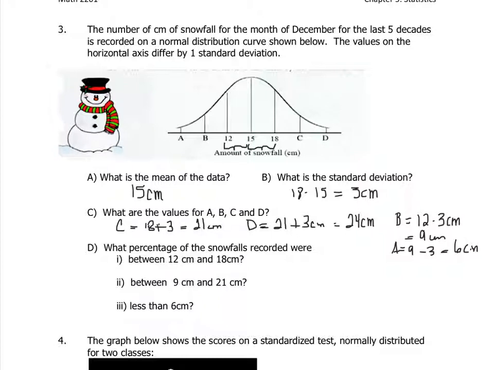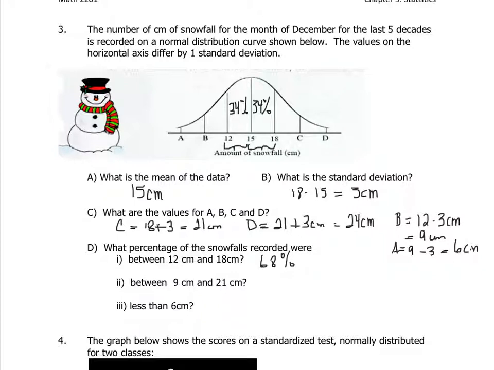D, what percentage of the snowfalls recorded were between 12 and 18? So if you look at our normal distribution, we know that within the first standard deviation there should be 34% to the left and right of the mean, which means there should be 68% between 12 and 18.